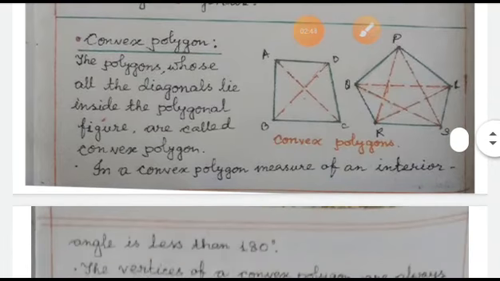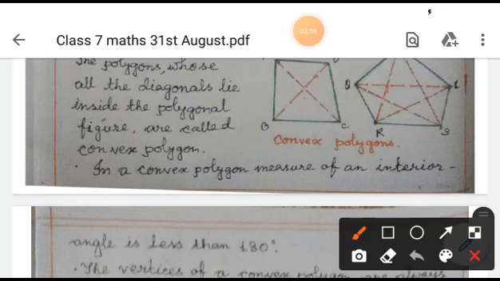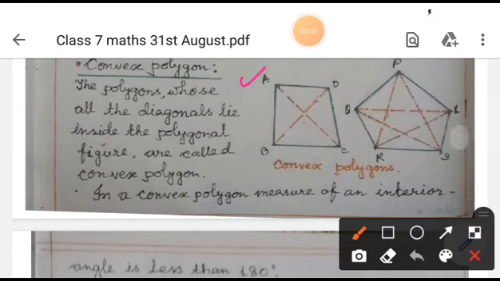Next, we have studied the two types of polygon. One is the convex polygon, another one is the concave polygon. What did we study about the convex polygon? The polygons whose diagonals lie inside the polygon figure are called convex polygons. As you can see in the picture, these are examples of convex polygon. Here you can see the diagonals AC and BD present inside the polygonal figure, right?